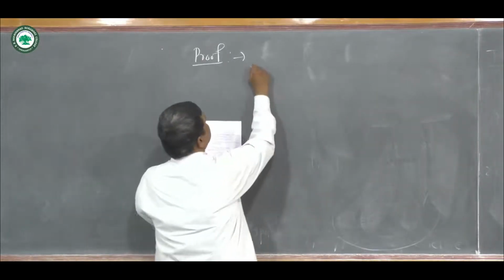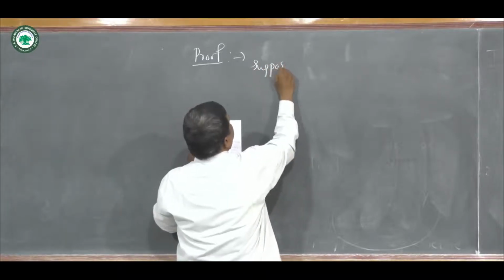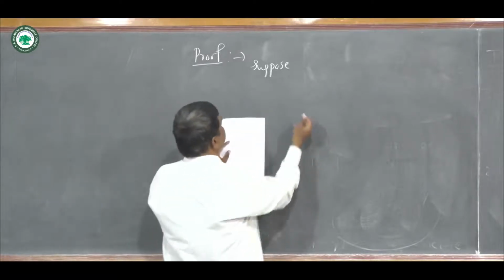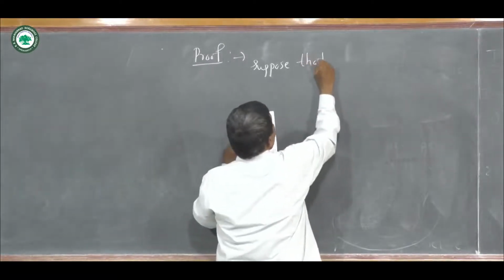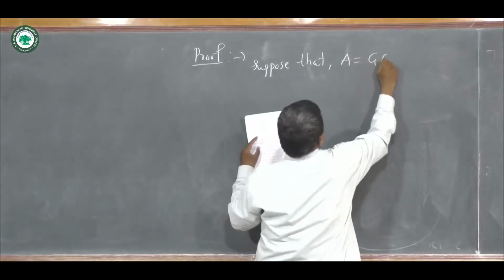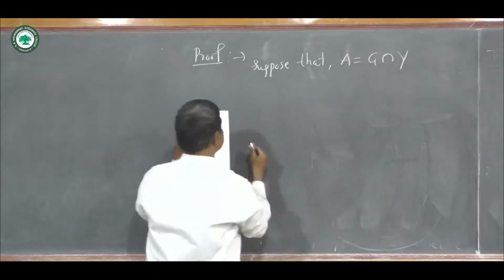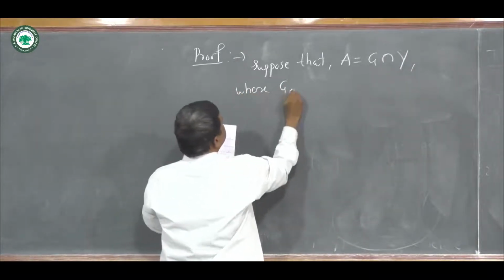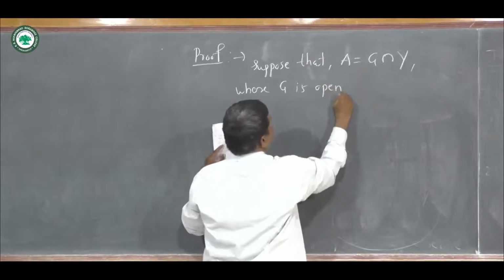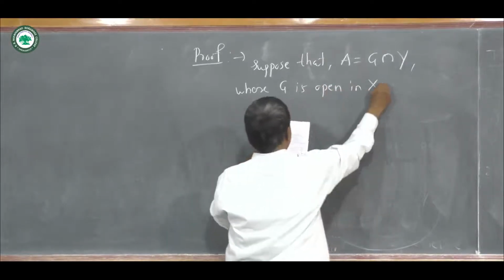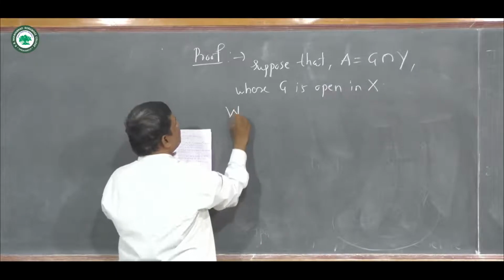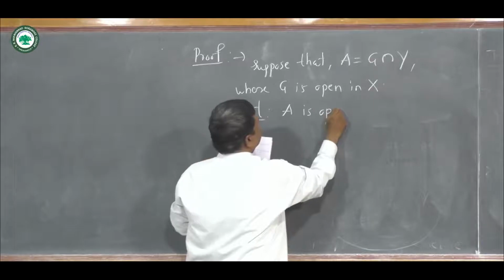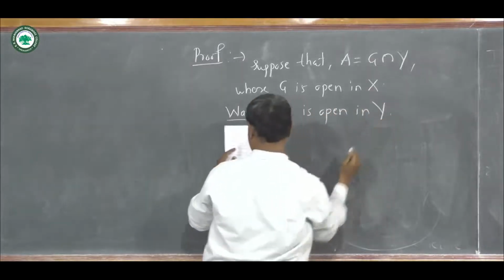So first we assume that A is equal to G intersection Y, where G is open in X. So suppose that A is equal to G intersection Y, where G is an open set in X. Now here we want to prove that A is open in Y.